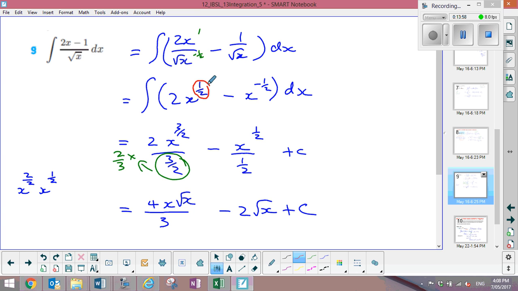Add your power of 1 to give 3 on 2, divide by 3 on 2, which is the same as times 2/3. Here, add 1 makes plus 1/2, divide by 1/2, which is the same as multiplying by 2. Tidy it up and make it look like how you started, and we come out with our final answer there.